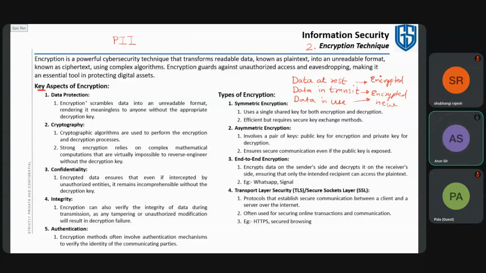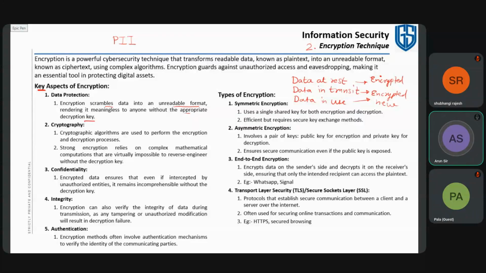Whenever you want to use encryption, you have to make sure that data is unreadable or scrambled so that no one can make sense of the data. That is called encryption, and it is meaningful only when you are using the appropriate decryption key. Whenever we do web browsing, if we are using HTTPS, then only we will have encryption. So there is a public key and there is a private key.